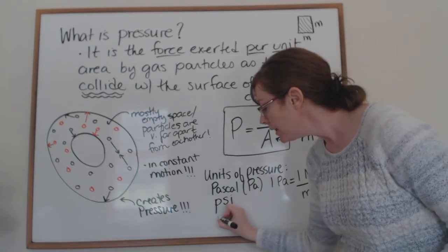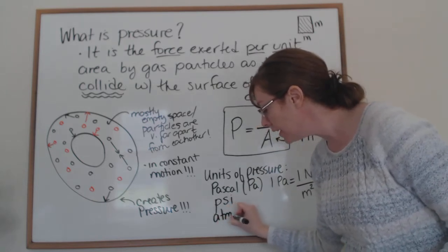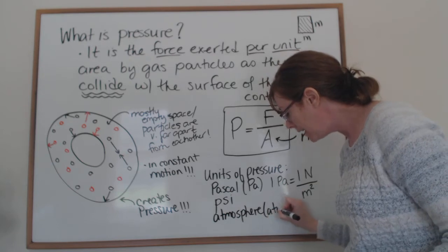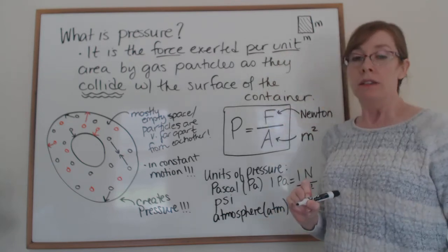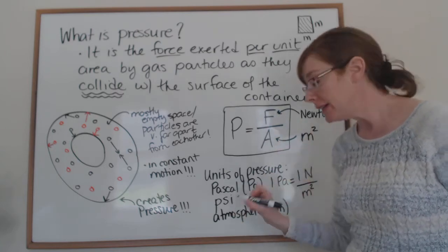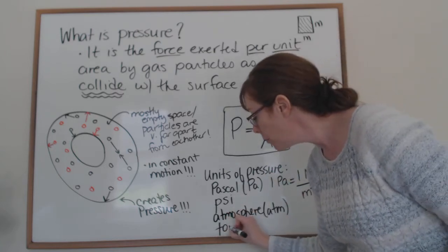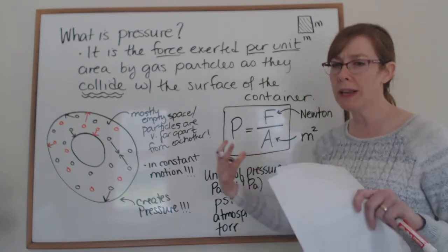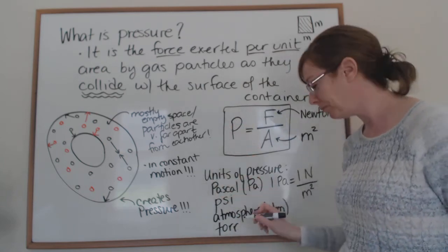The unit that we are going to use almost exclusively in this chapter is the atmosphere. The atmosphere is abbreviated ATM, so be familiar with that. The atmosphere is another unit for pressure. In addition, another unit for pressure that I want you to know is the torr, T-O-R-R. These are just different ways that scientists can measure pressure.